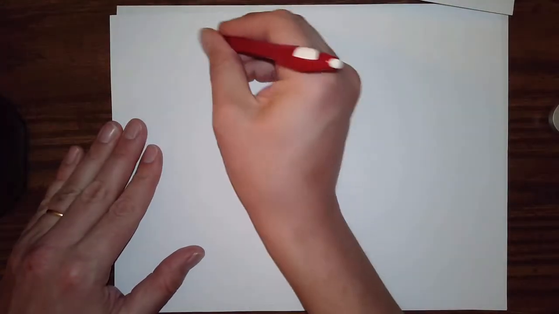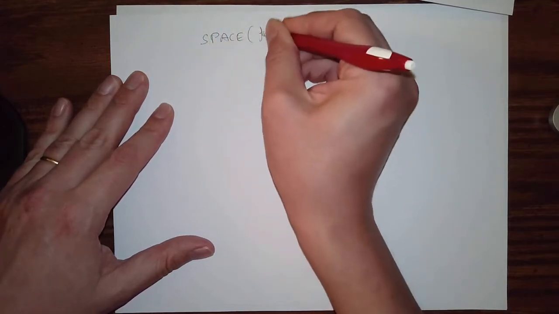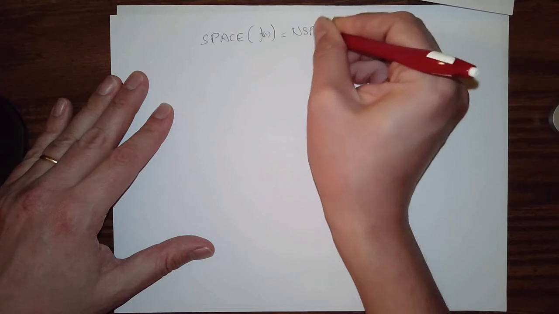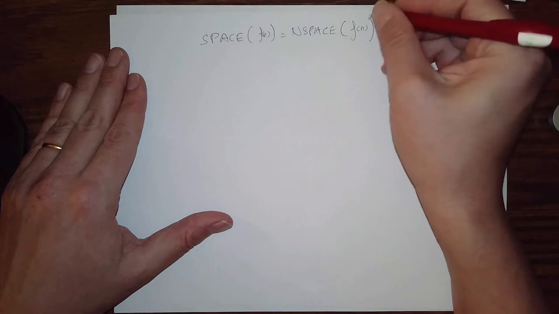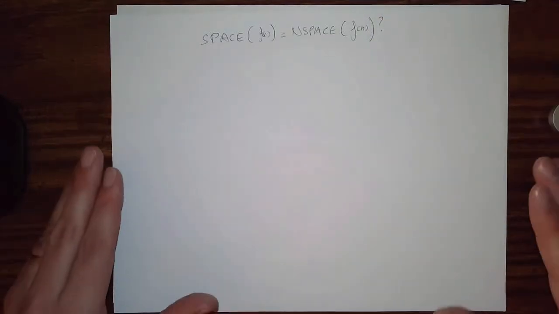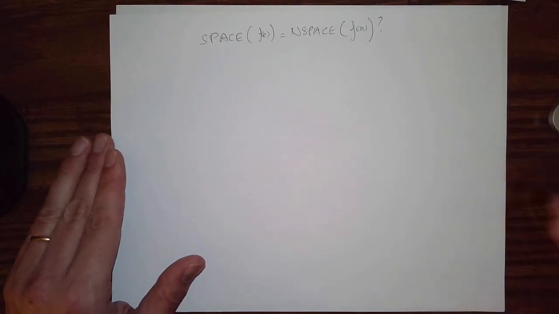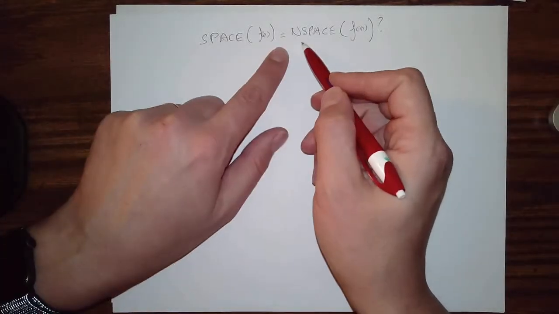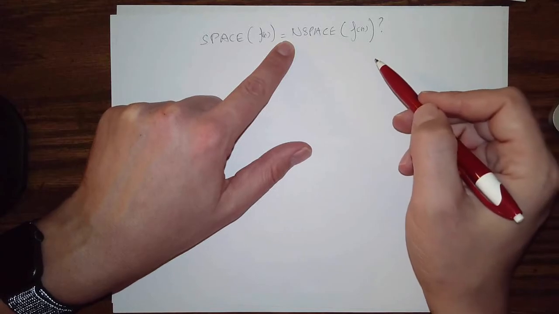So that's the first interesting question. Do we have space of f of n equals n-space of f of n? So that's the first question. In general, we know that it's not true, because you can save space using a non-deterministic Turing machine, right?